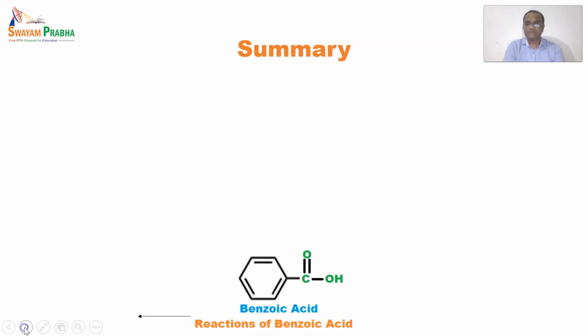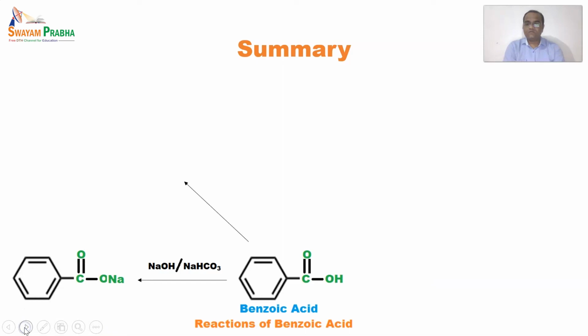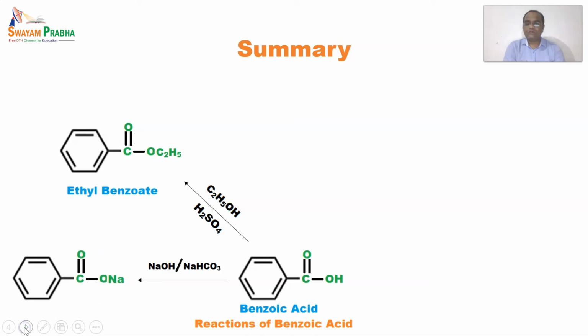Reactions of benzoic acid. The salt of benzoic acid can be formed with the help of NaOH or sodium bicarbonate. When sodium bicarbonate is added, it gives CO2 liberation, and with both the same product is formed, that is sodium benzoate. Addition of an alcohol in the presence of H2SO4, when heated, forms ethyl benzoate. Such a reaction is said to be an esterification.